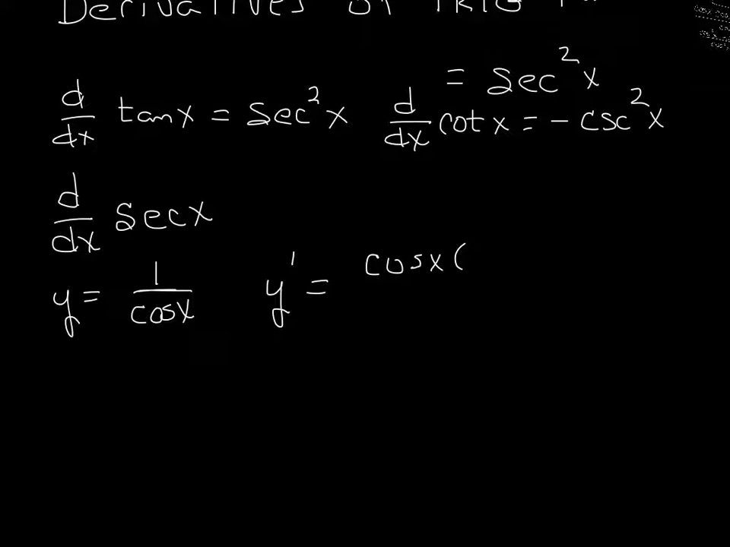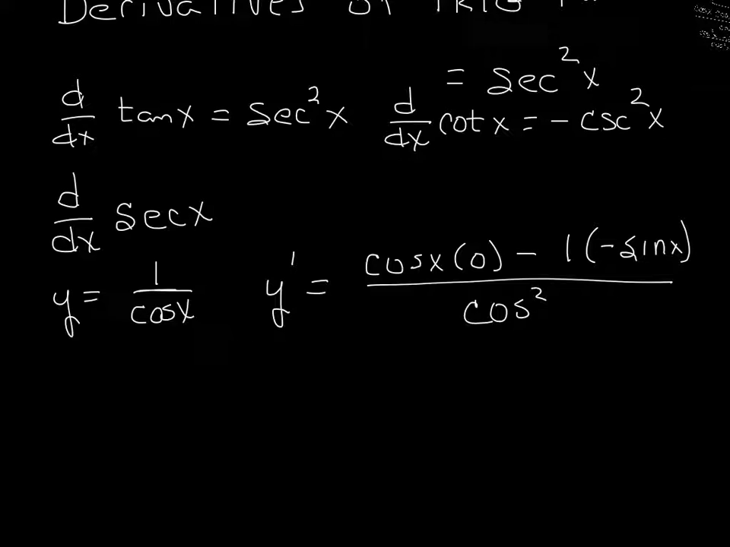So if I take the derivative using the quotient rule, we'll have the denominator times the derivative of the numerator. Remember that the derivative of any constant is 0, minus the numerator times the derivative of the denominator over the denominator squared. And this is going to be sine x over cosine squared x.